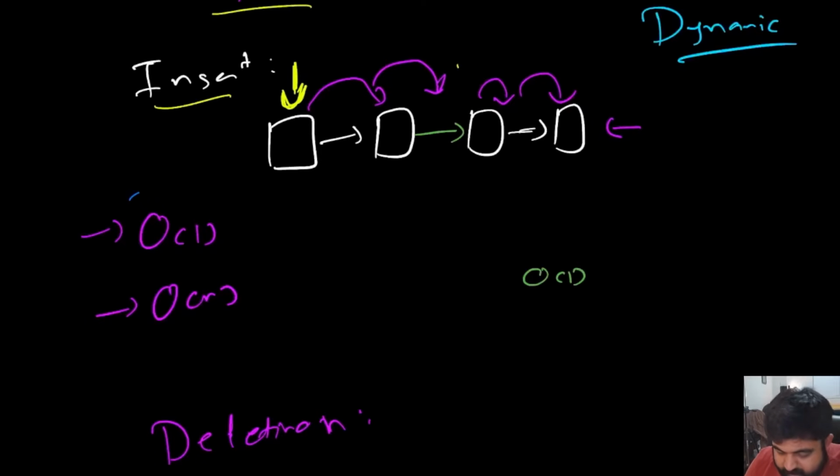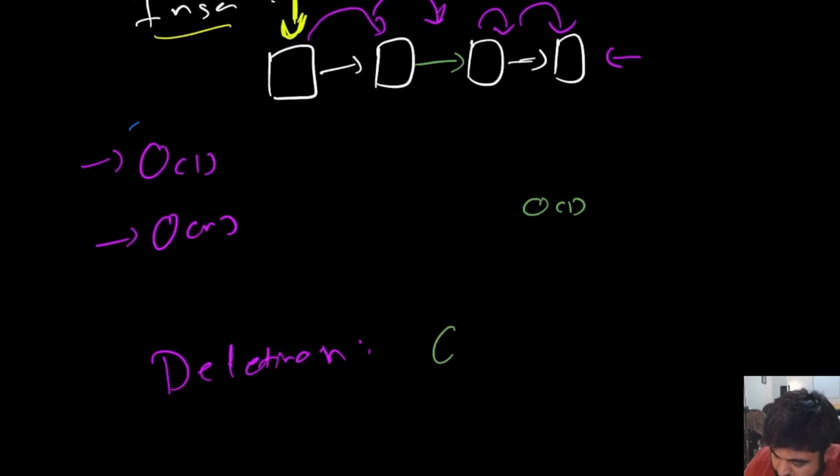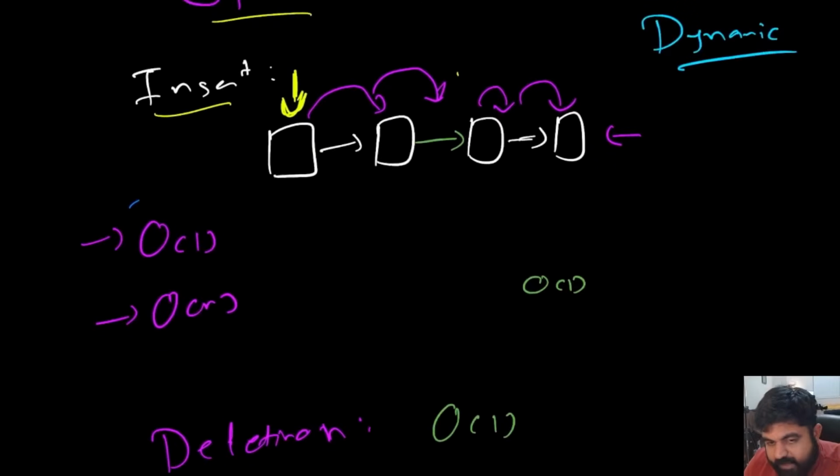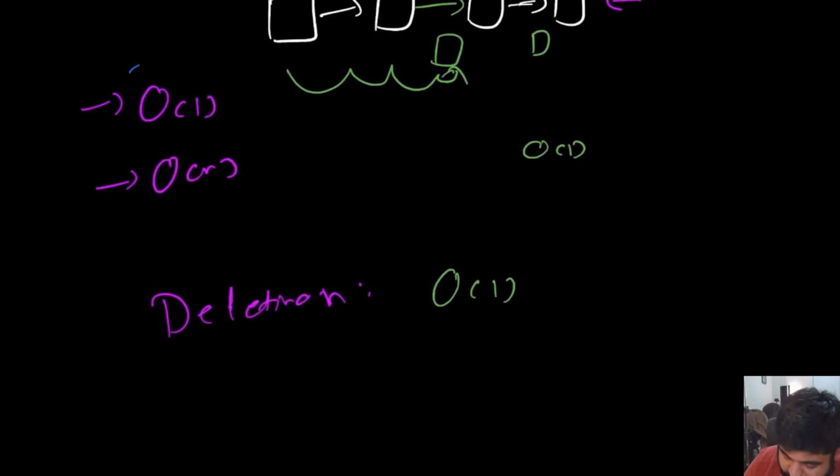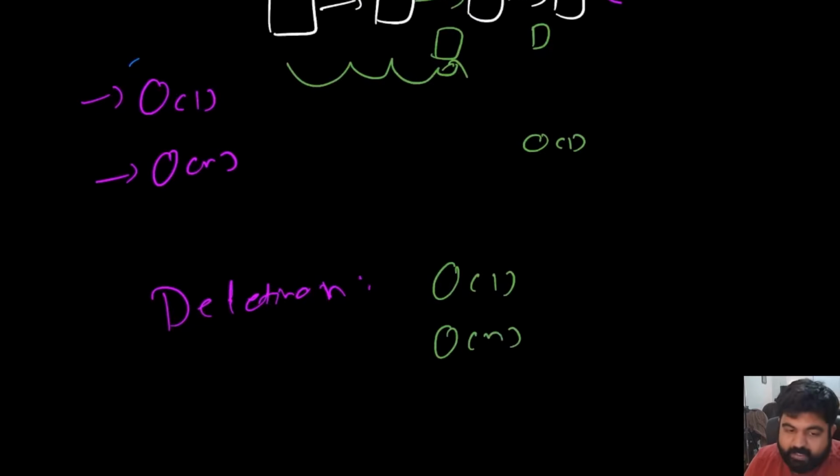So this particular deletion only takes Big O of 1 time. But again, the same problem arises: if we want to delete something from the middle or from the end, first we will have to get to that point before we can do that. So that would take Big O of n time.